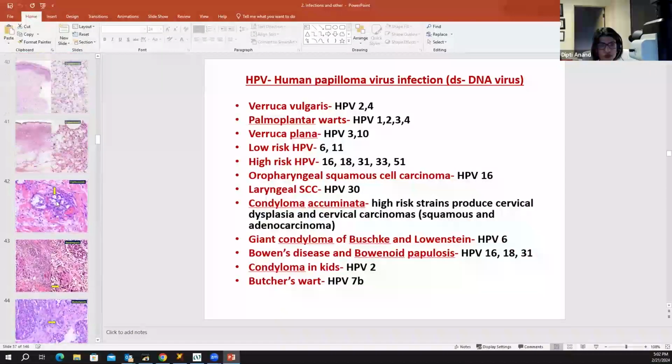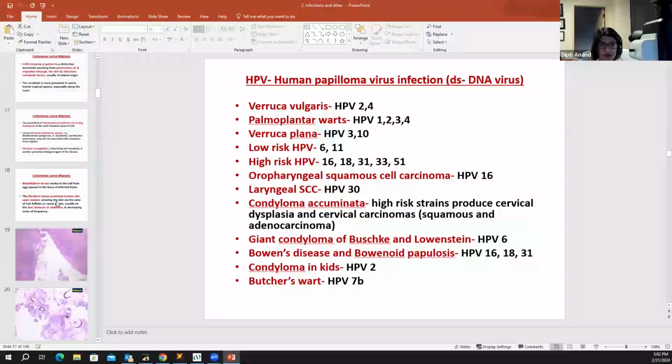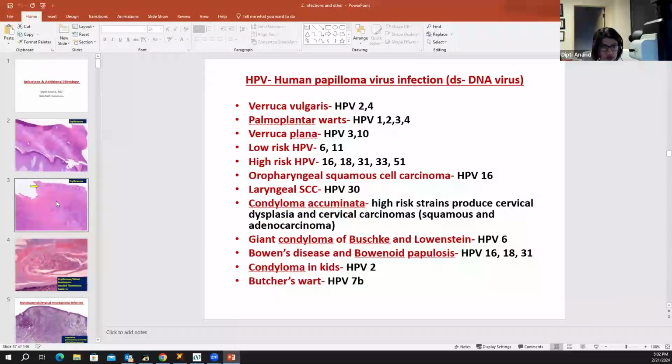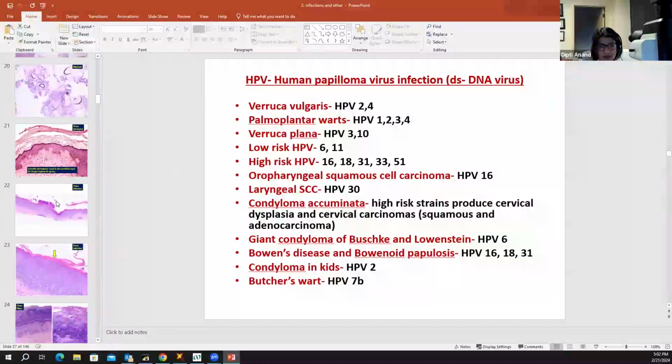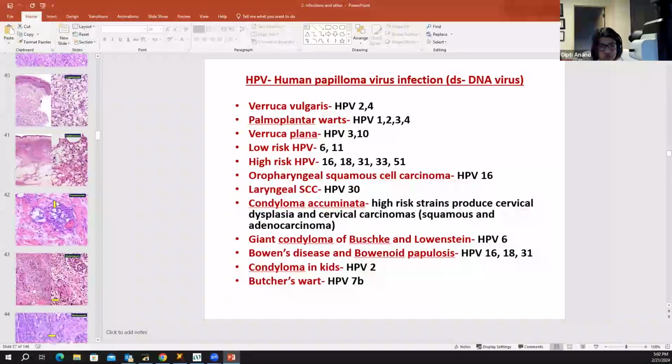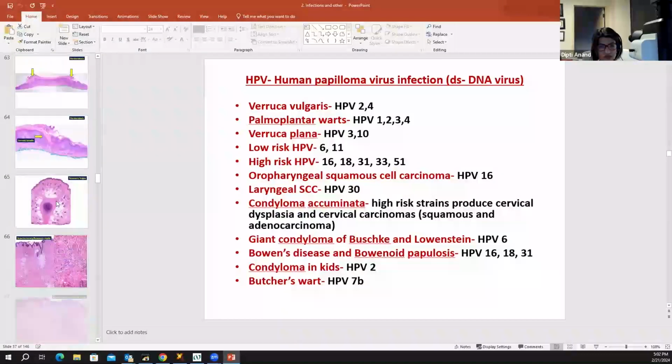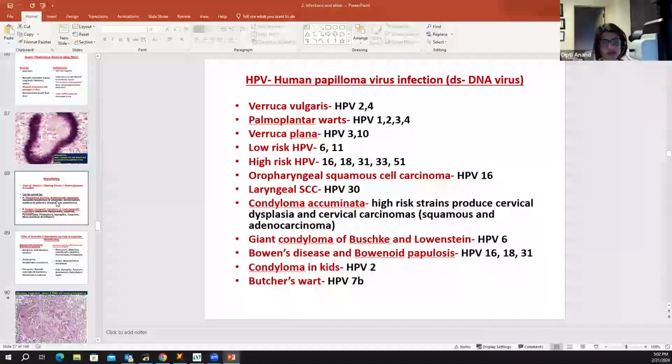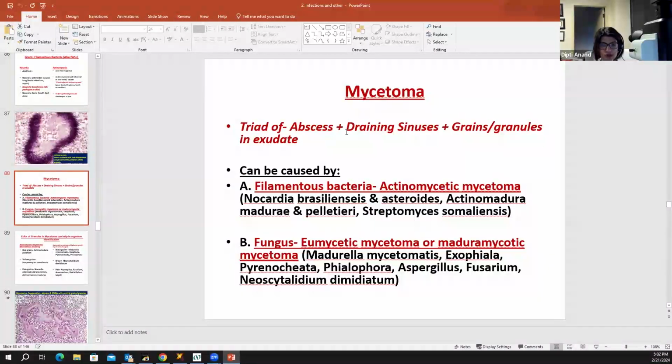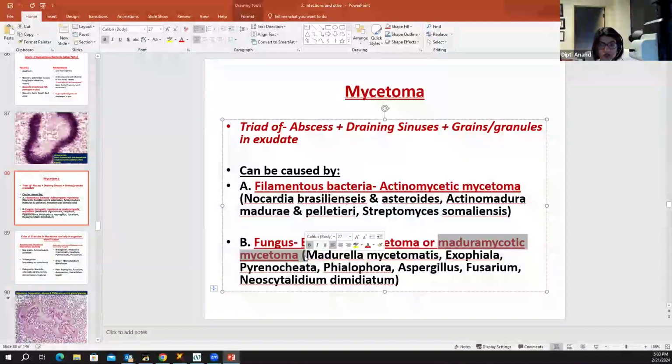And I'm going to quickly go through the PowerPoint illustration of that, because you can be asked questions. So let me open that up. Okay, so mycetoma. That's a triad of an abscess, draining sinus, and grains and granules in the exudate. That can be caused by either filamentous bacteria, most commonly Nocardia and Actinomadura, but most often it is caused by fungus. And this is a very important question: Madura, mycotic mycetoma. So that was the example.